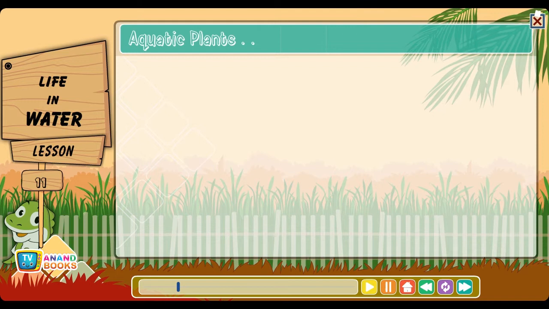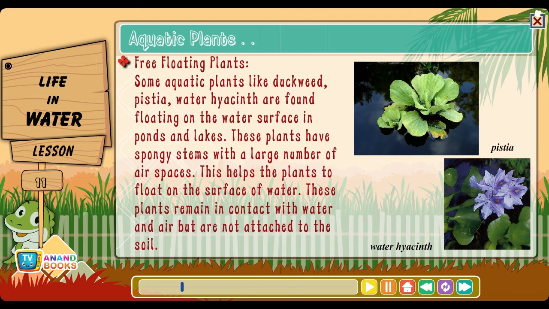Free-floating plants. Some aquatic plants like duckweed, pistia, water hyacinth are found floating on the water surface in ponds and lakes. These plants have spongy stems and a large number of air spaces. This helps the plants to float on the surface of water. These plants remain in contact with water and air but are not attached to the soil.